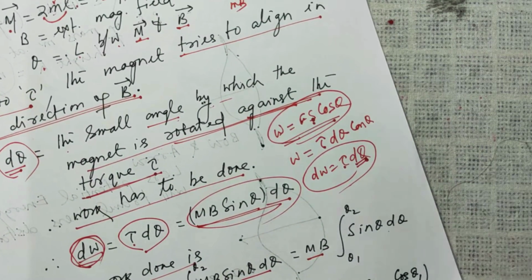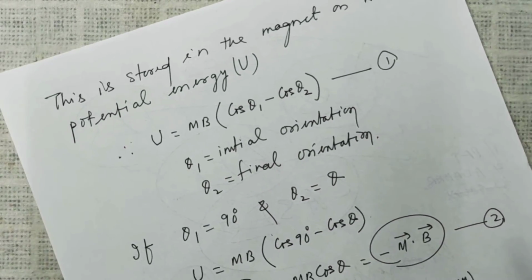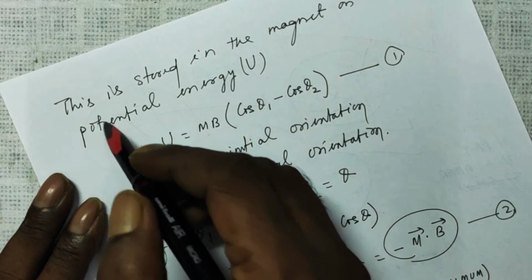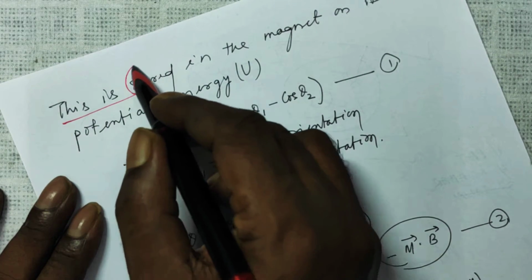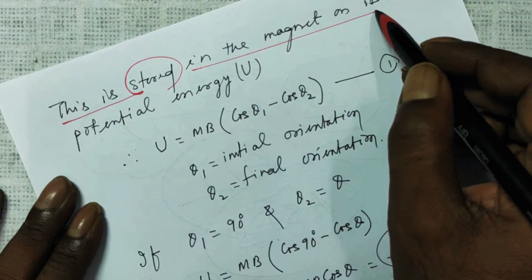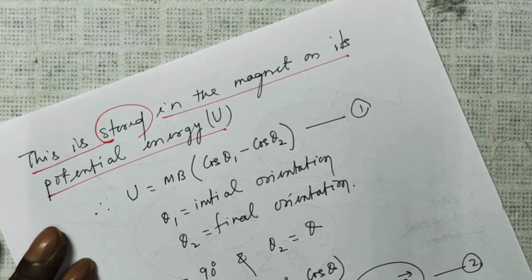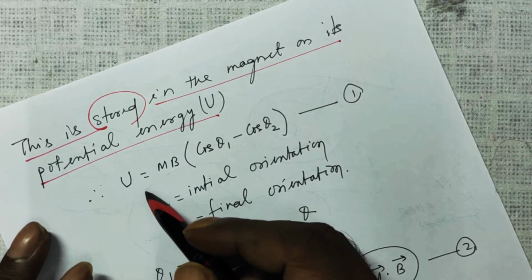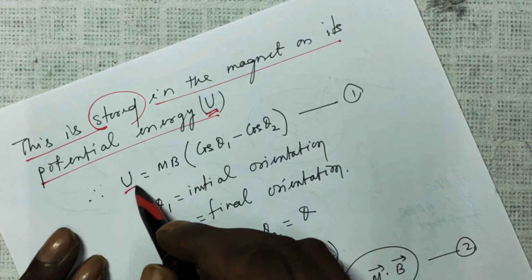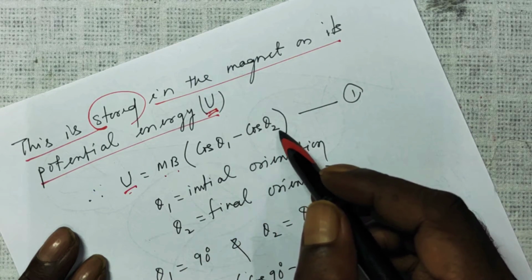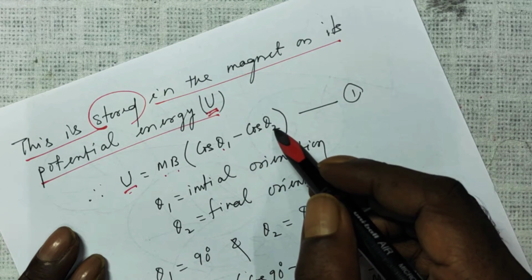Now this much work that you did is stored in the magnet as its potential energy. The amount of work you just did, which I just derived, is stored in the magnet as its potential energy. The symbol for potential energy I am using is U. So U is equal to MB (cos theta 1 minus cos theta 2). I tell you once again, theta 1 is the initial position, theta 2 is the final position.